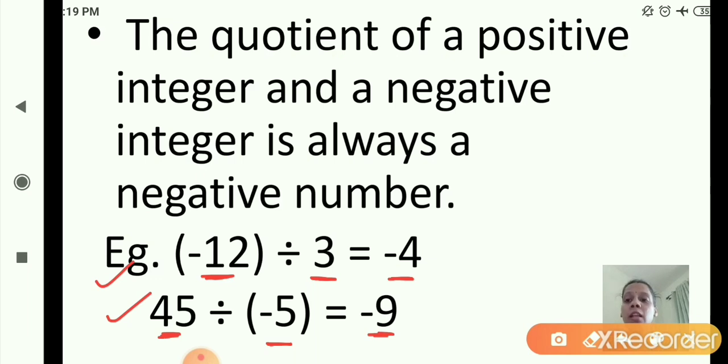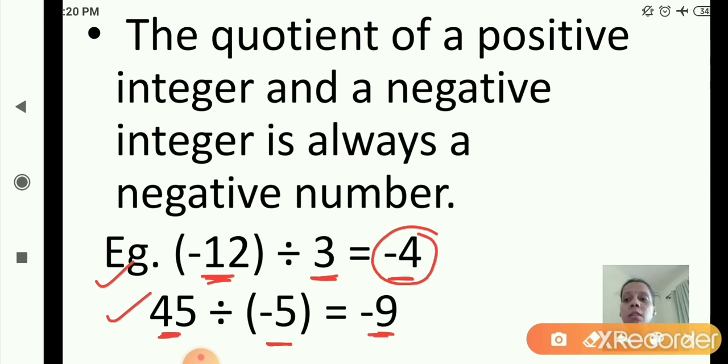So in division or in multiplication also, if any one number is negative and the second is positive, then the answer is always a negative number or negative integer. So minus 12 divided by 3, the answer is 4, and you will write down a minus sign here because one number is negative and one is positive. So the answer or the quotient is a negative number.